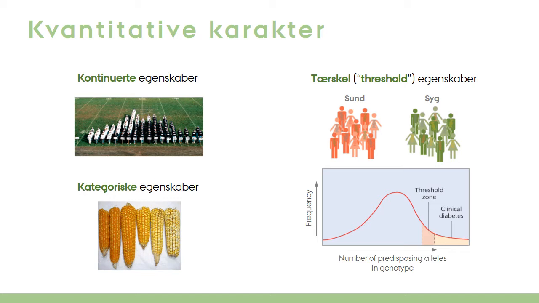You have, for example, in disease, sick versus healthy. And whether you are sick or healthy depends on the threshold. Now, we can take as an example diabetes. To be called a diabetic, you have to have specific blood values. And these blood values are very continuous. Most people are around the average, but some people have higher values. And then they have decided that you have to be above a specific threshold in order to be called a diabetic. Threshold trait.